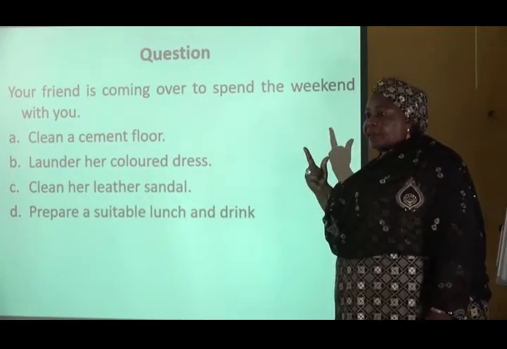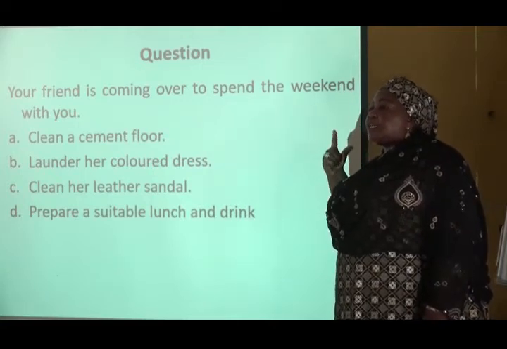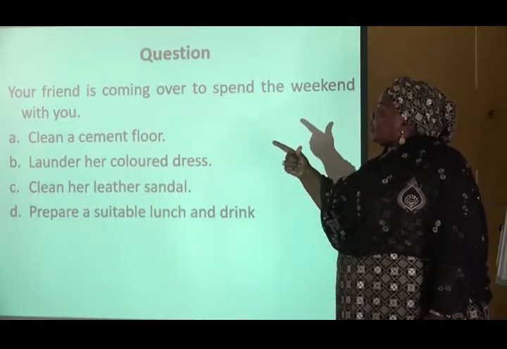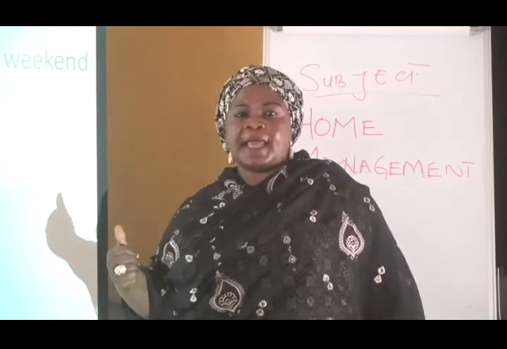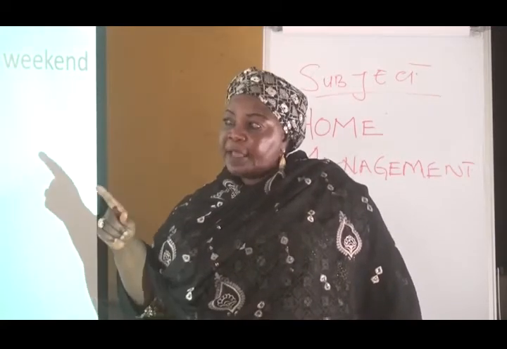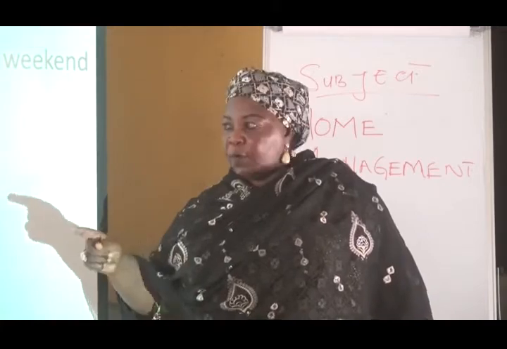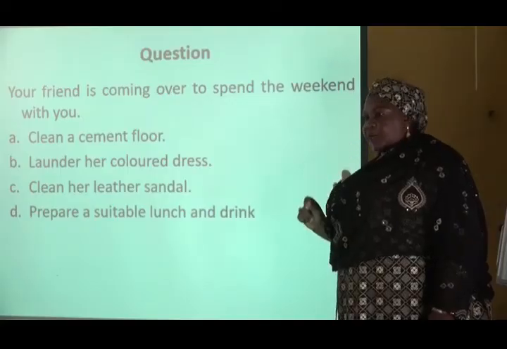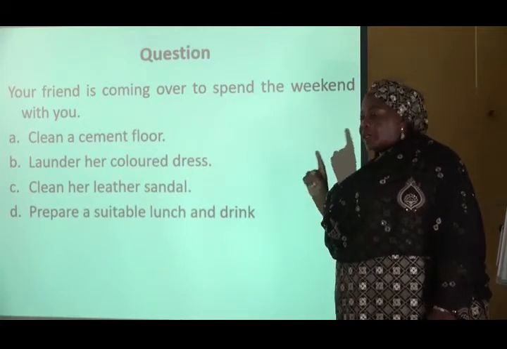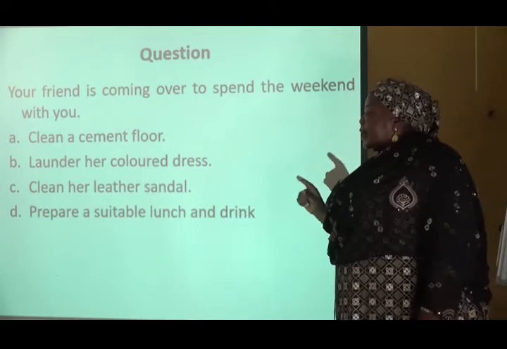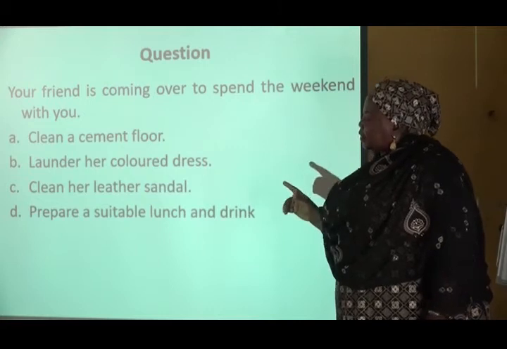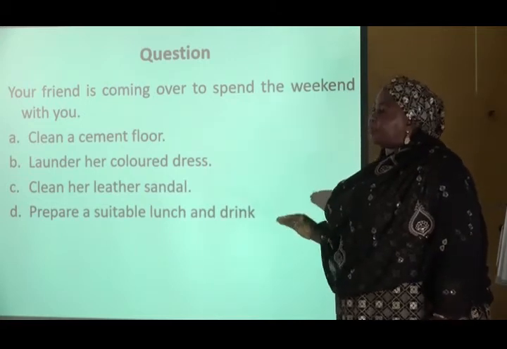Here we have a friend, and that friend means she's a teenager, or he is a teenager. Now, the second one, we said clean a cement floor. Remember, we have different types of floor. Here, you are asked to clean a cement floor. The third one, launder a colored dress. I said we have different kinds of clothes, but this one is specific, a colored dress. Now, clean a leather sandal. Make sure the sandal you are bringing is a leather sandal. Here, there's no specific color, so anyone can go.